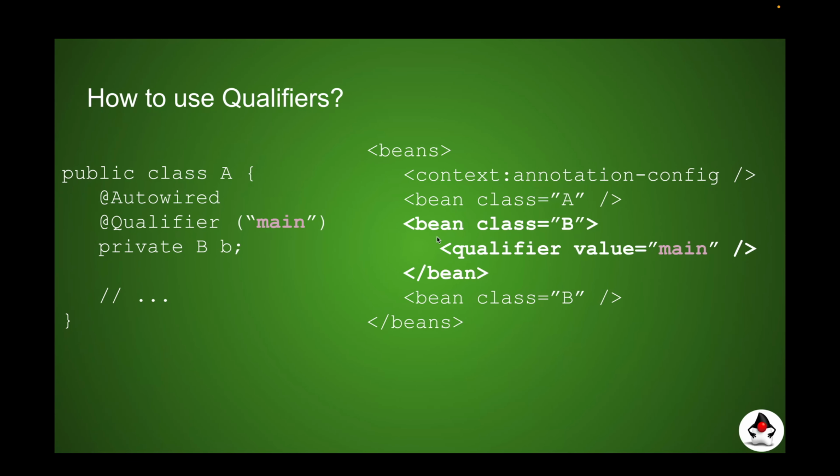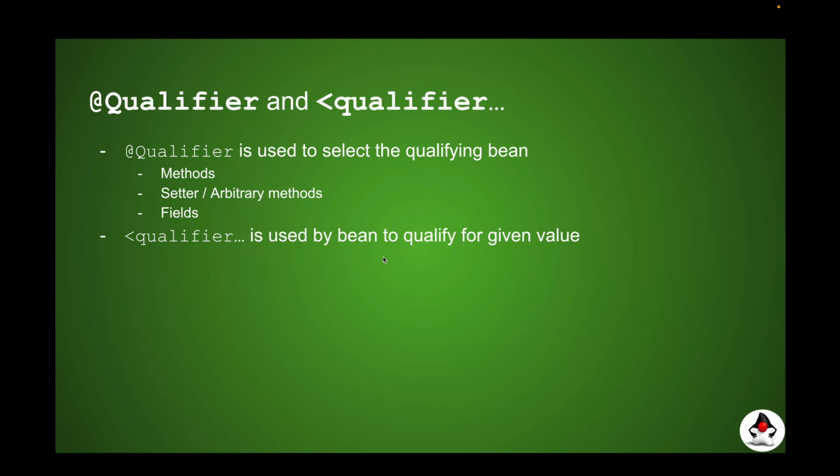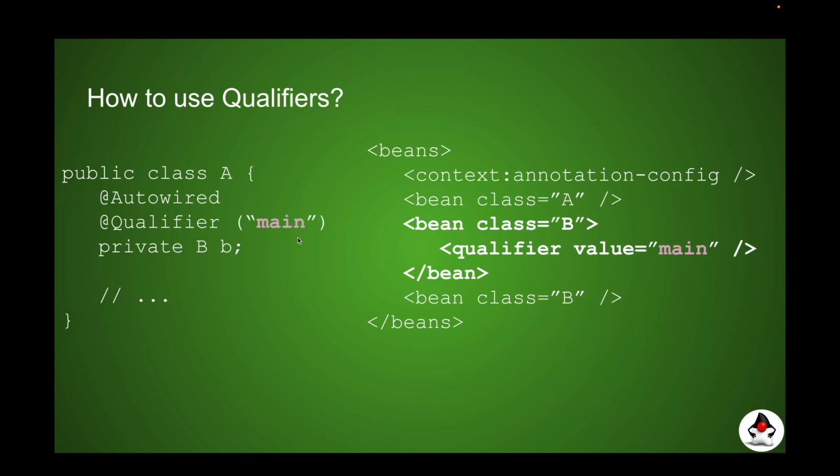Now there is more to qualifier. In the qualifier there are two things. First is the qualifier annotation and the second is the qualifier tag. The qualifier annotation is used to get or search for dependencies which satisfy this qualification, and the qualifier tag is used in order to define a bean with the given qualification. So here the qualifier tag is telling that this bean defines this qualification where the value is main.